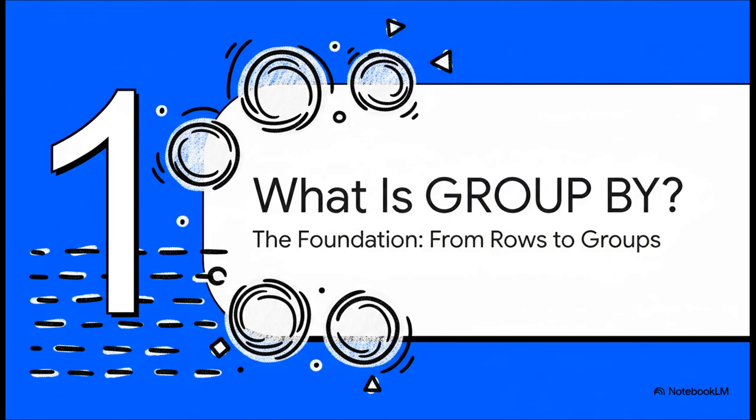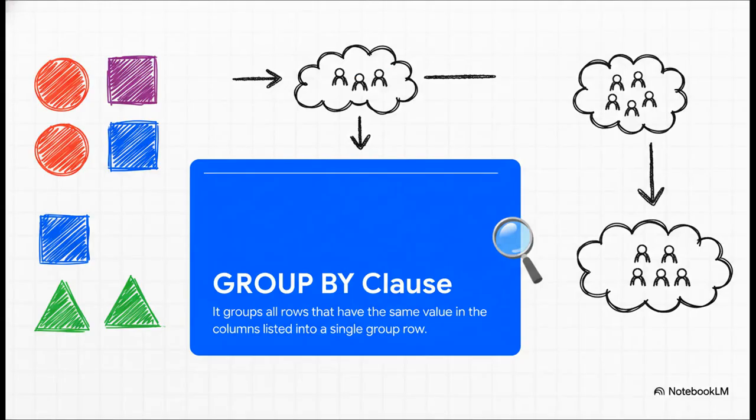So, what is group by actually doing under the hood? At its very core, it's all about one thing: moving from individual rows to structured groups. At its heart, group by does one simple thing. It finds all the rows that have the same value in a column you specify, like, say, customer_name, and it collapses them all down into a single summary row. Think of it like a trash compactor for duplicate entries.